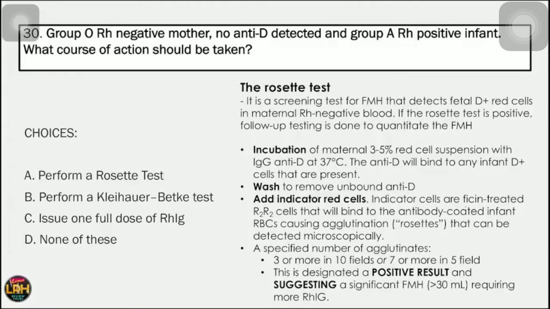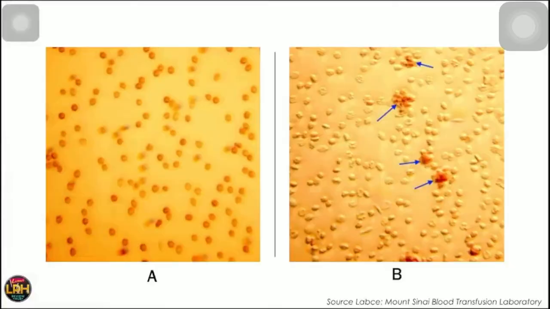So this is designated as a positive result, suggesting that there is a significant fetal maternal hemorrhage of more than 30 ml. Therefore, it would require more doses of RHIG. So this is an example of the microscopic analysis after the method of Rosette test.